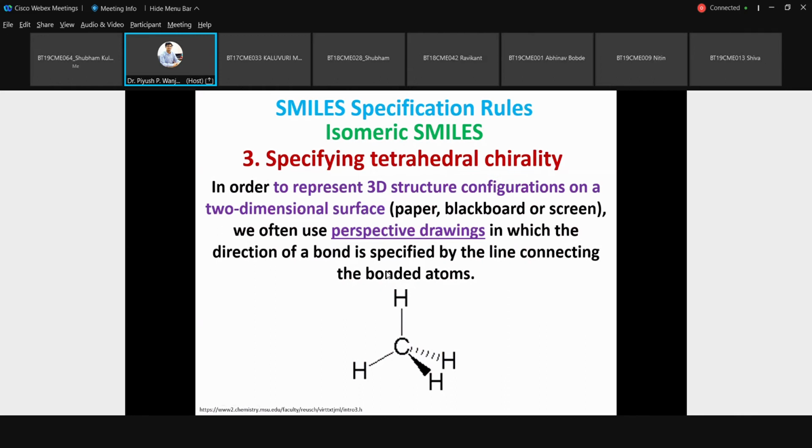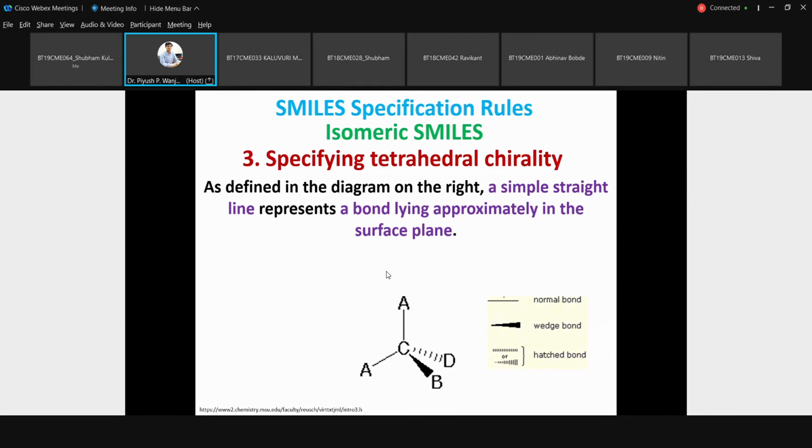if you want to do this on a two-dimensional surface, you need to use some nomenclature which is often used to represent perspective drawings. So what is the meaning of this? When you are representing anything by a simple straight line, you are actually saying both things are on the same plane, like A and C are on the same plane.